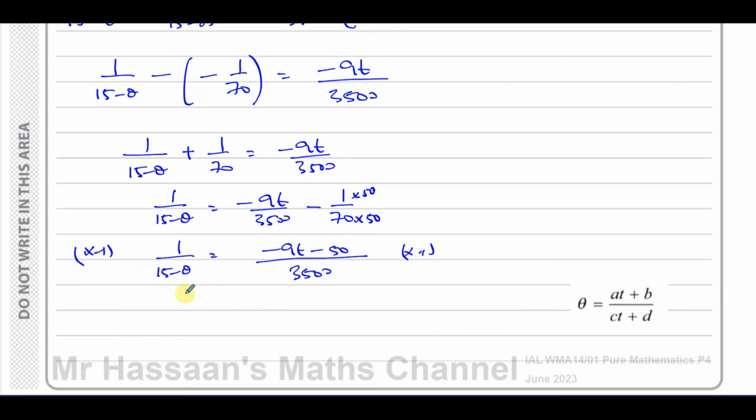In this case, this is going to become 1 over theta minus 15 equals, and this is going to become 9t plus 50 over 3,500. That brings the theta to be positive. Now, I know that you have a fraction on this side equals a fraction on that side, so I can basically flip the fractions. I can write this as theta minus 15 over 1 equals 3,500 over 9t plus 50.